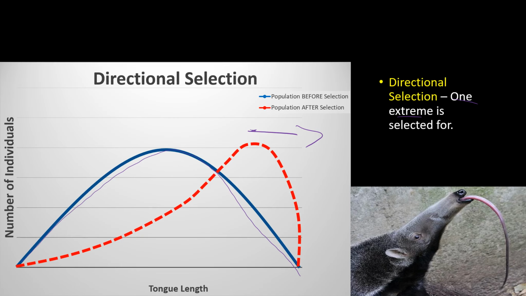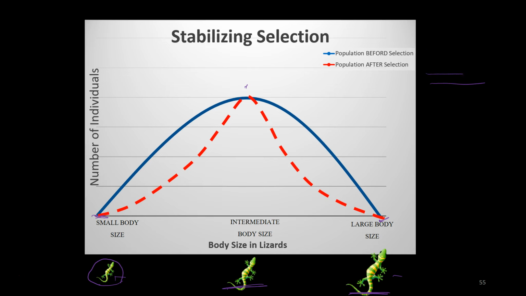Directional selection was one extreme: the longer the tongue, the better. And stabilizing selection was an average variation. Medium body size in lizards is beneficial, okay?